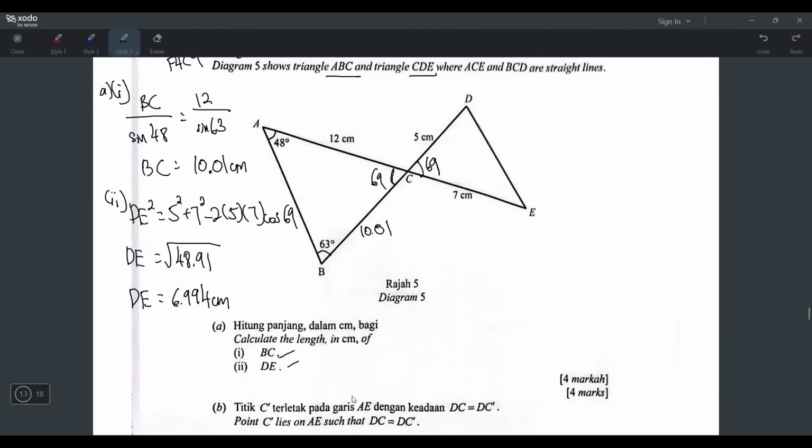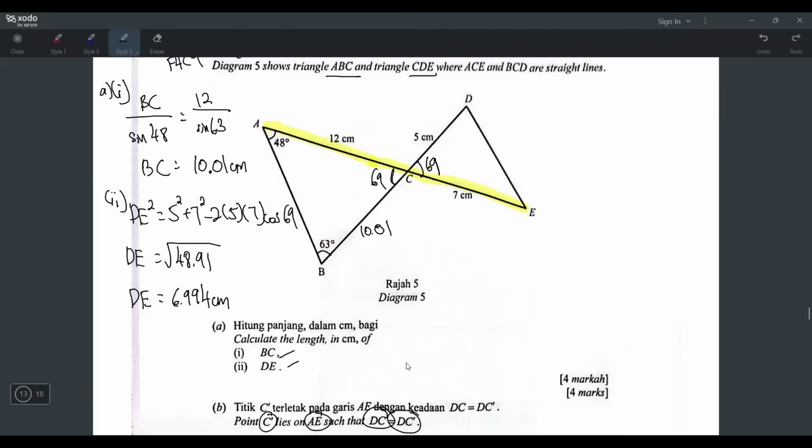Now let's do part B. Point C prime lies on AE. This is definitely an ambiguous case. So C prime lies on AE. Where's AE? Let's highlight A to E, and they say C prime. So this is point C, right? So your point C has to move to another position, but somewhere on this line, because they already said C prime lies on AE. So C has to move, we don't know whether left or right. Maybe left, maybe right.